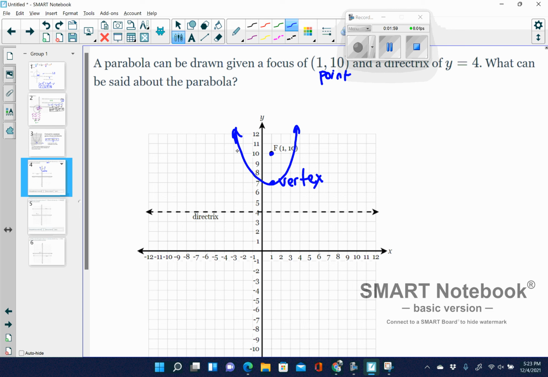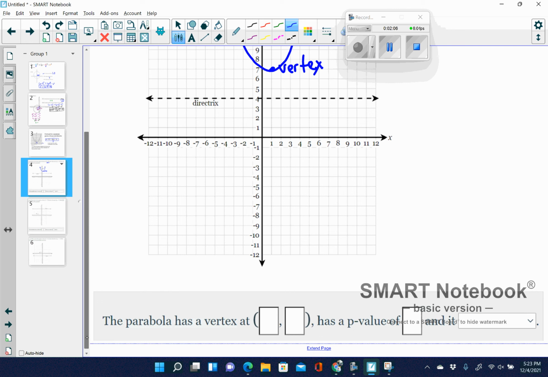All right. So now I have an idea of what can be said about the parabola. So I know a couple of things. The parabola has a vertex at this point right here, which we figured out is going to be 1 comma 7. So 1 comma 7 is my vertex. And the p value, remember the p is going to be this distance, right? From right here. So this is 1, 2, 3. So my p is equal to 3. So I'm going to put that right there.